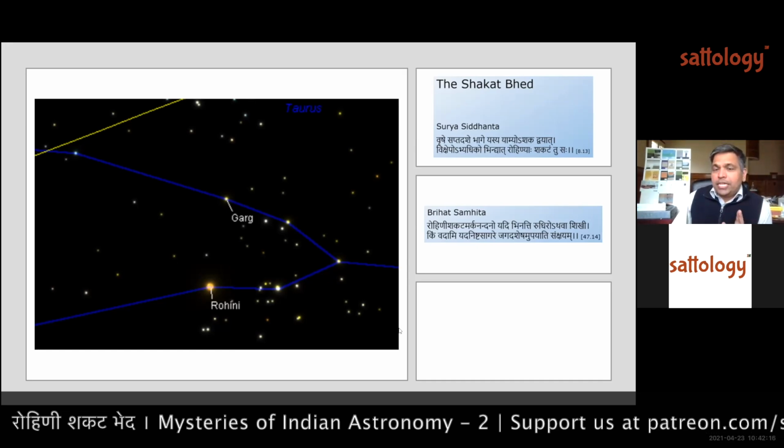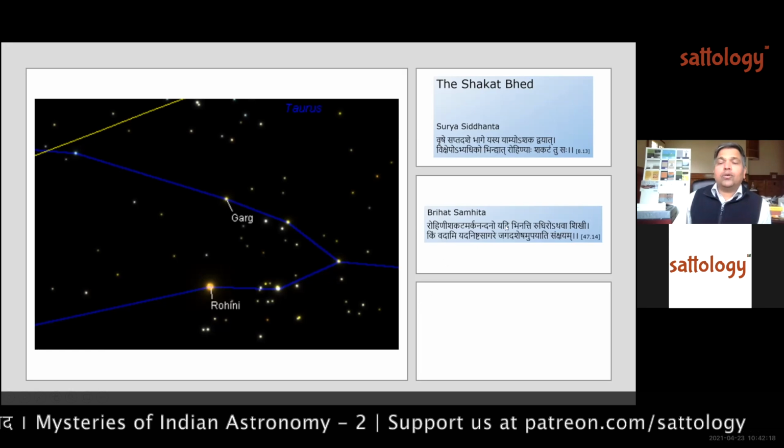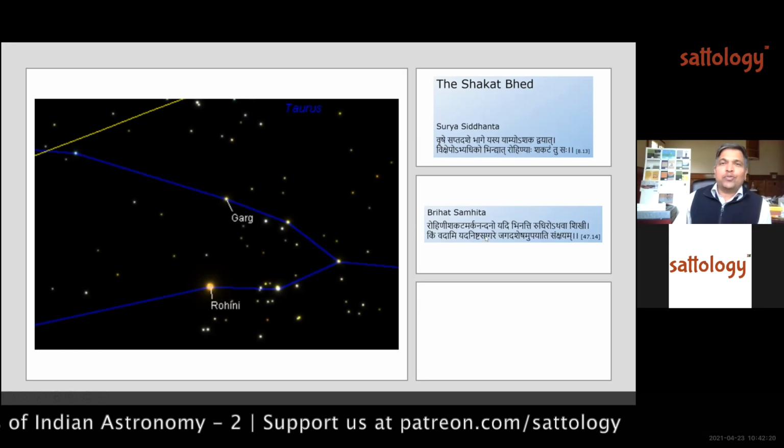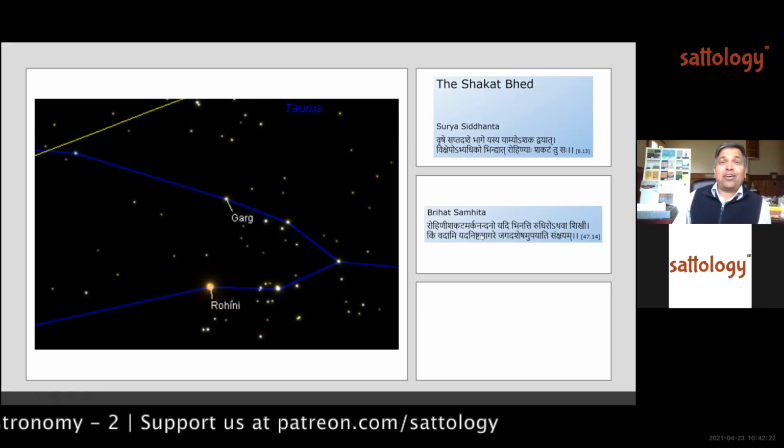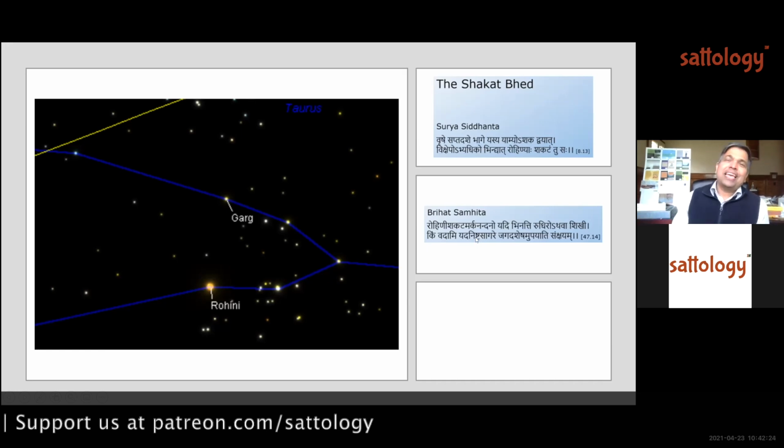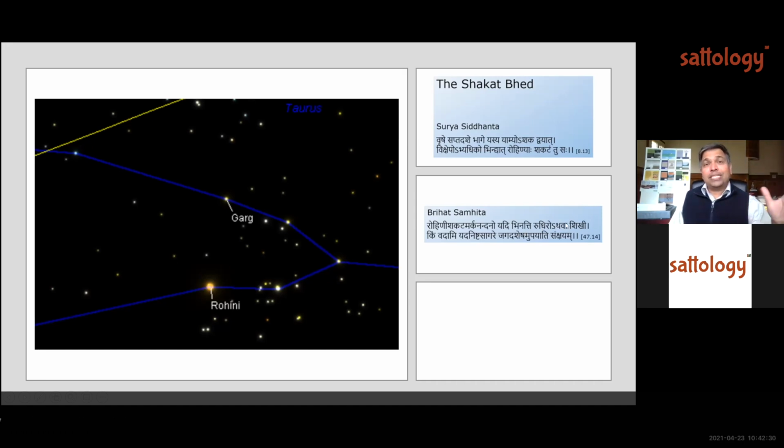He says Rohini Shakatam Arkanandano, which is who? The son of Ravi, son of the sun, like Surya, is of course again Saturn. Yadi Bhinnati Rudhiro Athava Shikhi. Rudhira is the red one, again Mars, and Shikhi can be referred to as a comet.